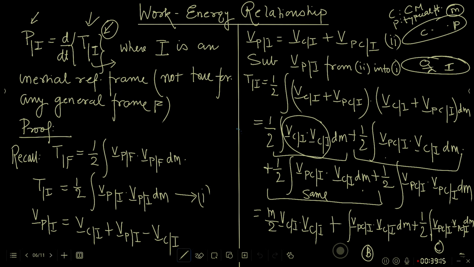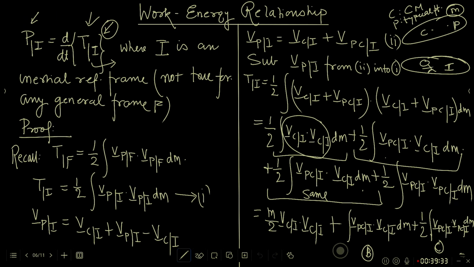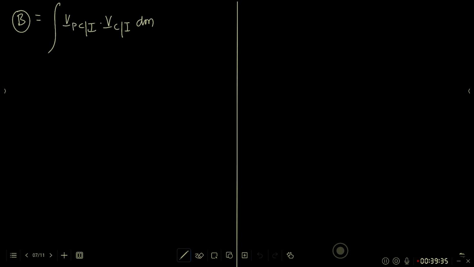VPCI, VCI. We have seen this kind of expression before actually. This will become clear in a little while. So my claim is that VCI is a constant for integration. Inside the integration you simply have VPC dm. Have we seen anything like this before? Yes.